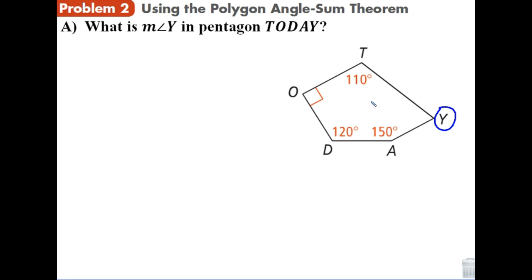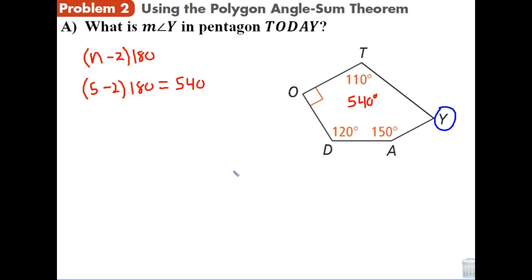Okay, so to solve for Y, the first thing I need to do is figure out what the total for a pentagon is. Again, that's back to my n minus 2 times 180 formula. In this case, the n is 5, so we'll go 5 minus 2 times 180. And that's going to give me 540. All right, so my total here is 540 degrees.